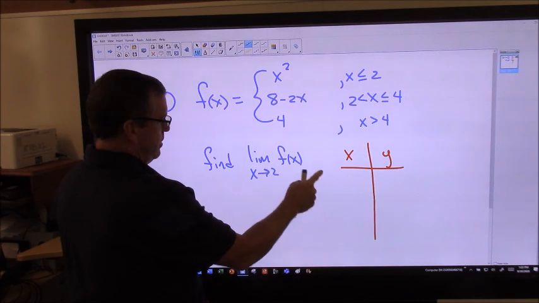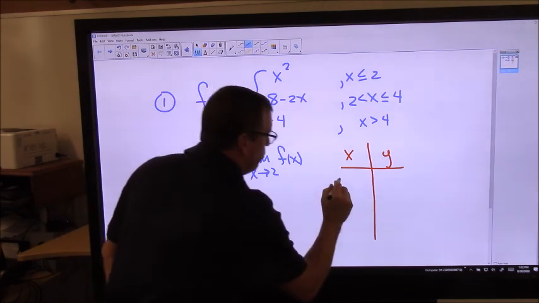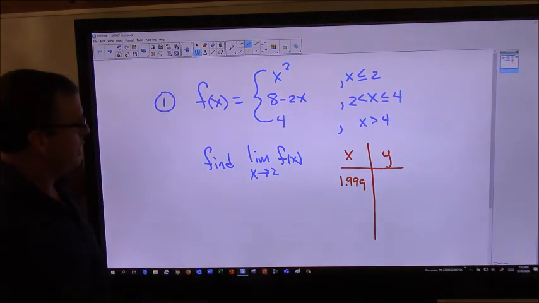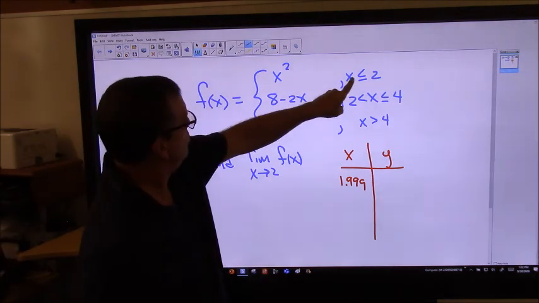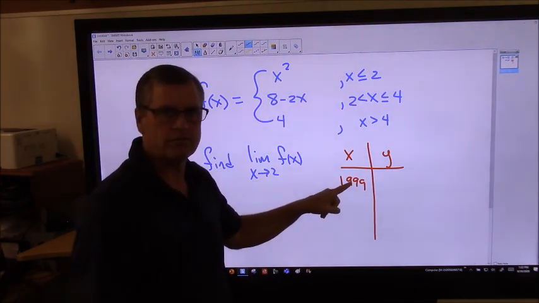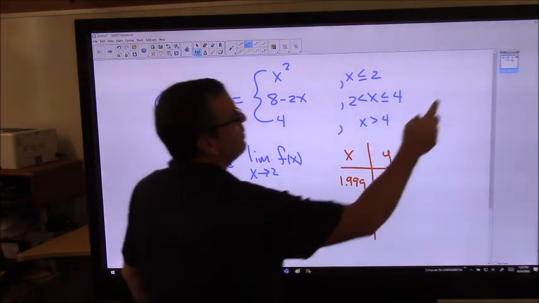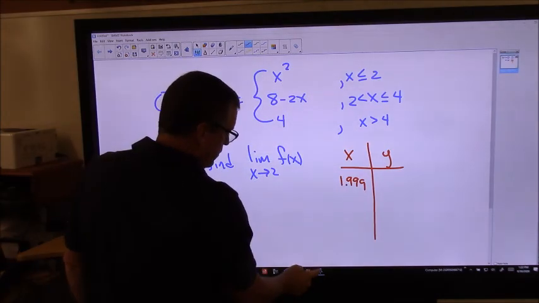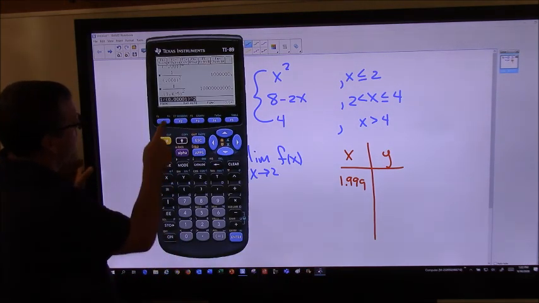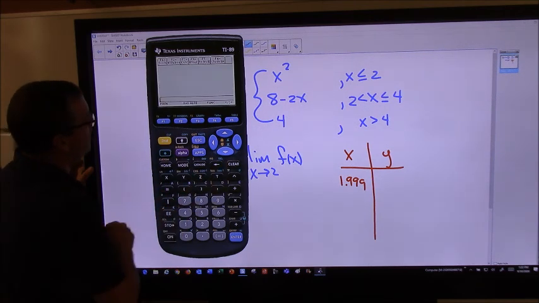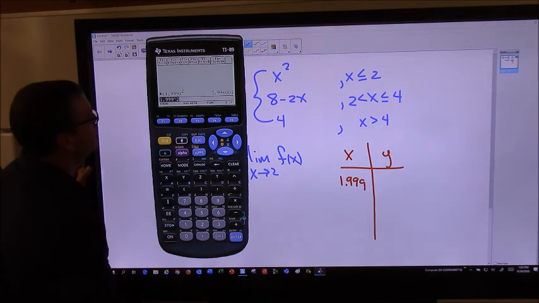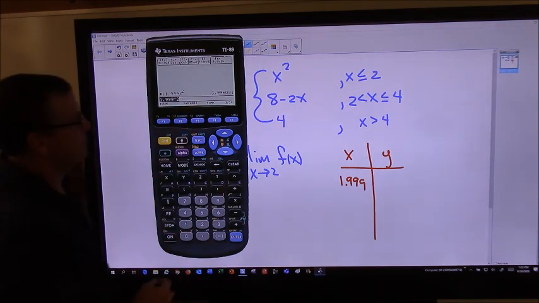So I'm going to make an xy table. I'm going to plug in a number slightly less than 2, 1.999. And so if I plug that in, since that's less than 2, I have to plug it into here. So I want to do 1.999 squared. Okay, let me grab my calculator. All right, so I'm going to square that. I've got 1.999 squared, and the answer I get is 3.996.